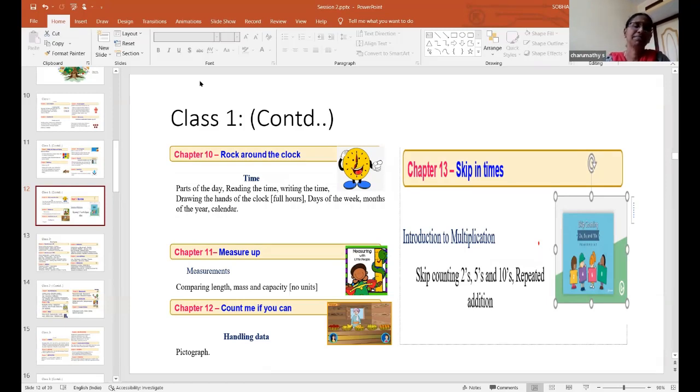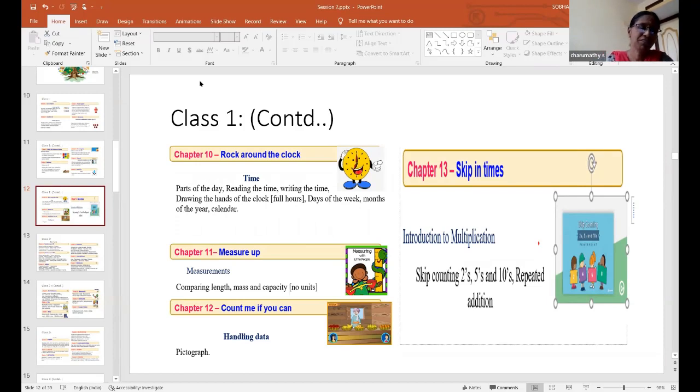Then comes the 11th topic, measure up. Here, if you look at it, I have given comparing length, mass, and capacity, no units. We are not introducing any metric units in class 1. It is very difficult for a class 1 child to understand the metric units. So we have not done the metric units at all.